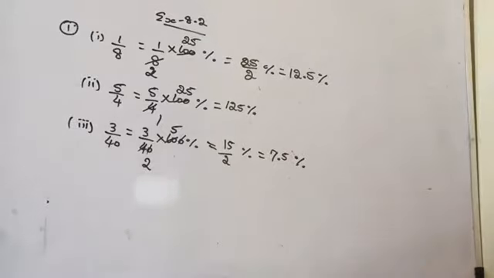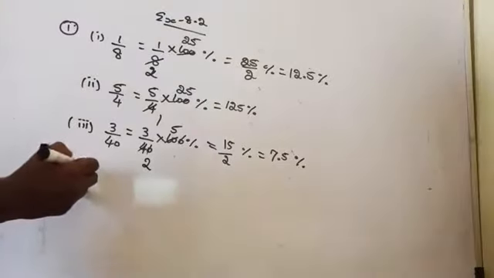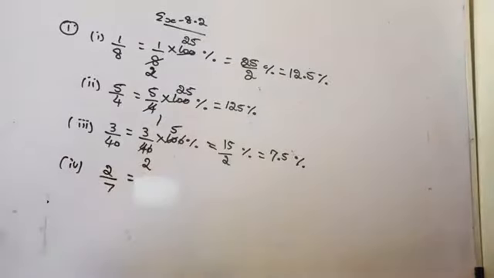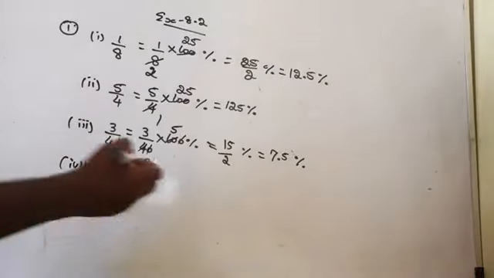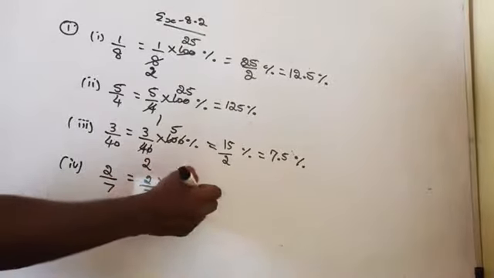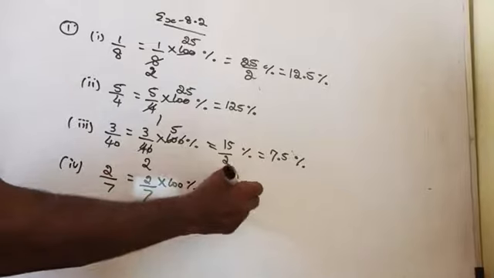Yes. So we move to the next part. The next part is 2 by 7. This is a given fraction. We are going to convert into percentage. So 2 by 7 into 100 percentage, that is equal to 200 by 7 percentage.